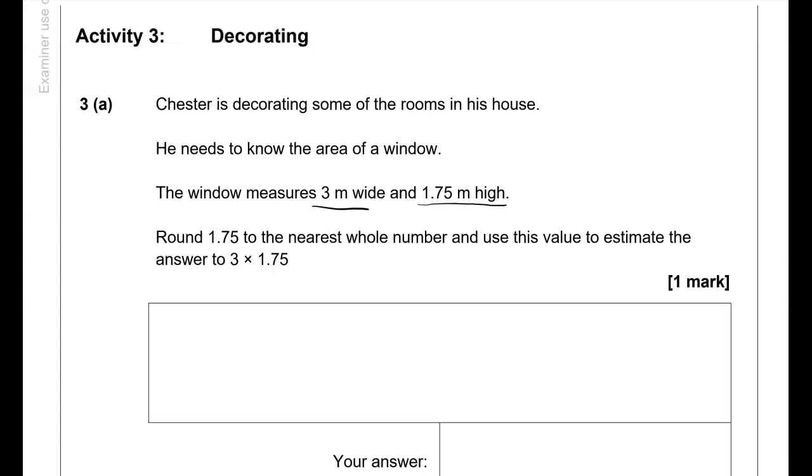So to the nearest whole number, is 1.75 closer to 1 or to 2? It is to 2. Just think of money. If you had £1.75, that would be closer to £2. So 2. And then we're going to use this to estimate the answer to 3 times 1.75. So we're going to do 3 times 2, which gives us 6.